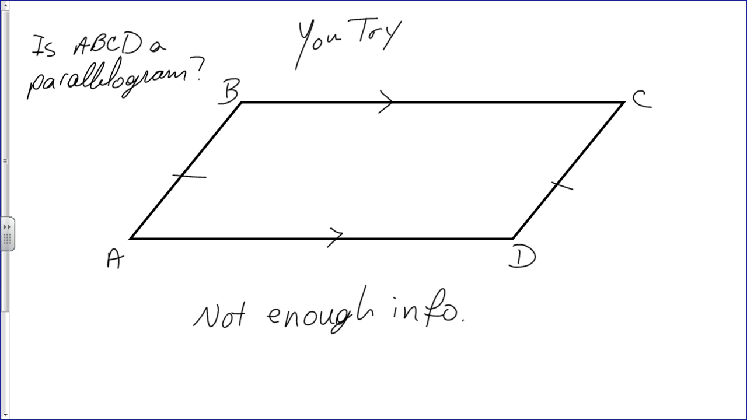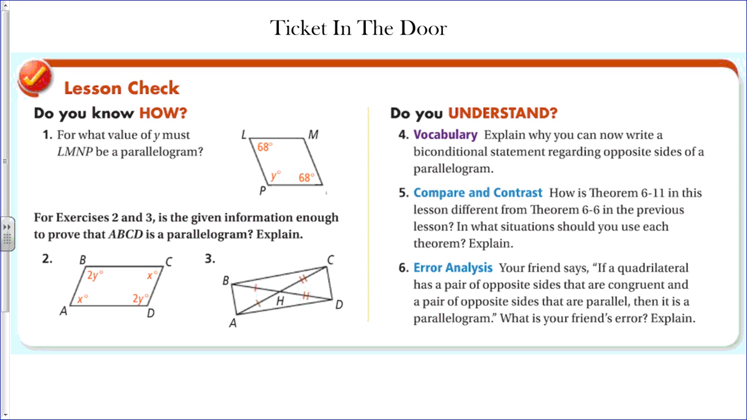All right. So here is your ticket in the door. It says, for what value of y must LMNP be a parallelogram? For exercises 2 and 3, is the given information enough to prove that ABC is a parallelogram? Make sure you explain your reasoning.